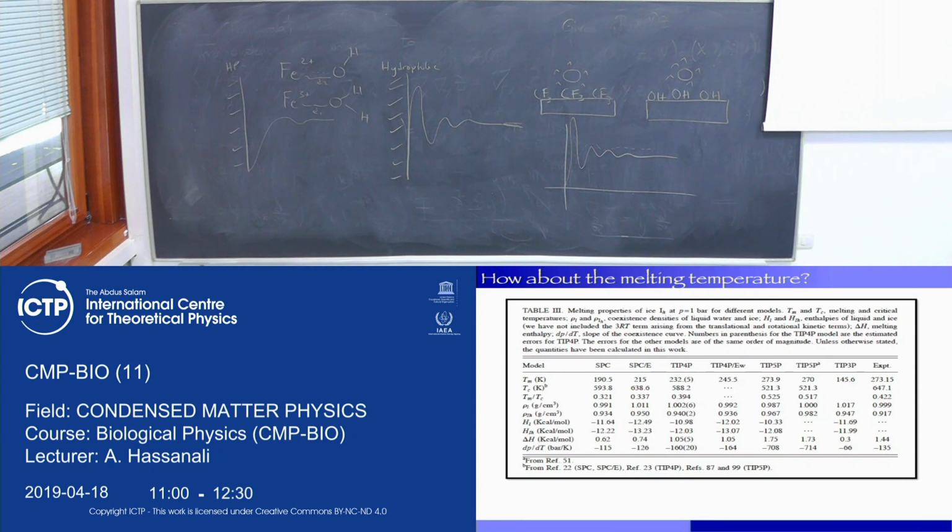Okay, TIP3P is a typical model that people use in simulating biological systems. Okay, why do they use it? Well, because that's what the original, 30 or 40 years ago, the parameters were developed for TIP3P to work at room temperature.